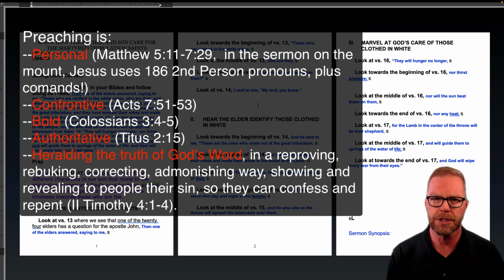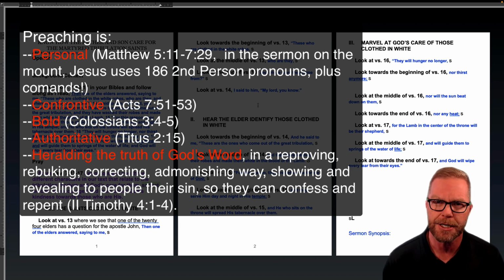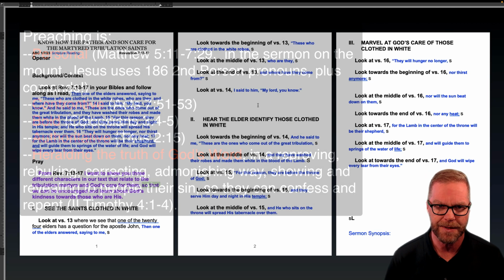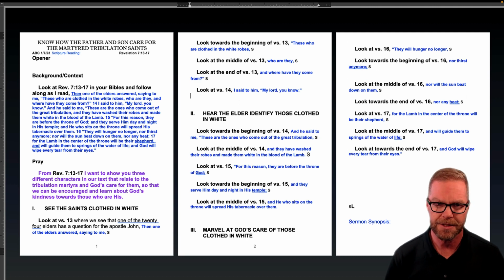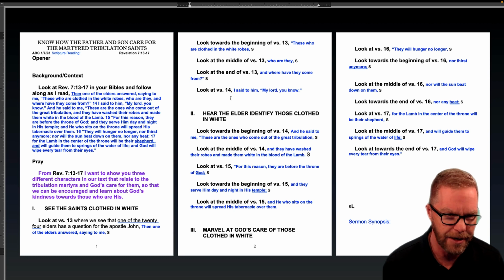Preaching is personal, confrontive, bold, authoritative, heralding of the truth of the Word of God in a reproving, rebuking, correcting, admonishing way, showing people their sin, revealing their sin to people so they confess and repent. I know a lot of people don't like preaching like that, and it's because they don't like preaching. But that's the purpose of preaching. A lot of people think preaching should make them feel good. No, it should expose your sin. That's what preaching is for, to expose your sin. There's a whole other video. We'll go into that later.